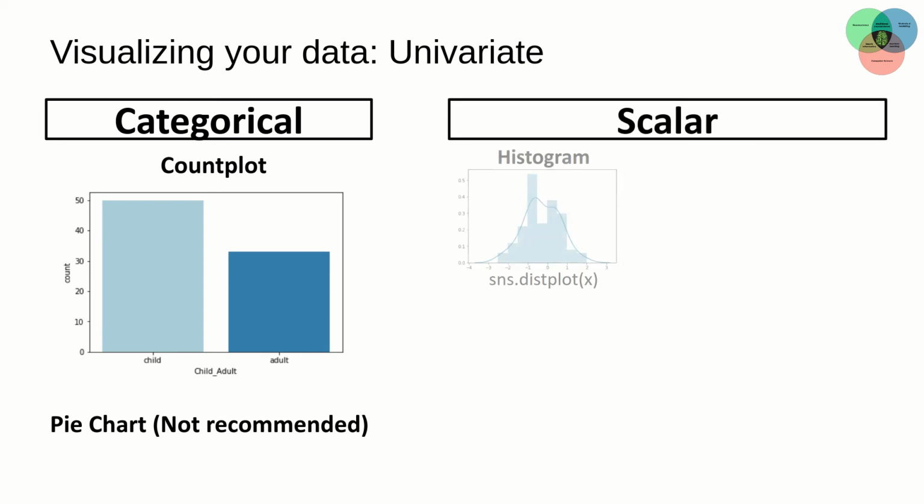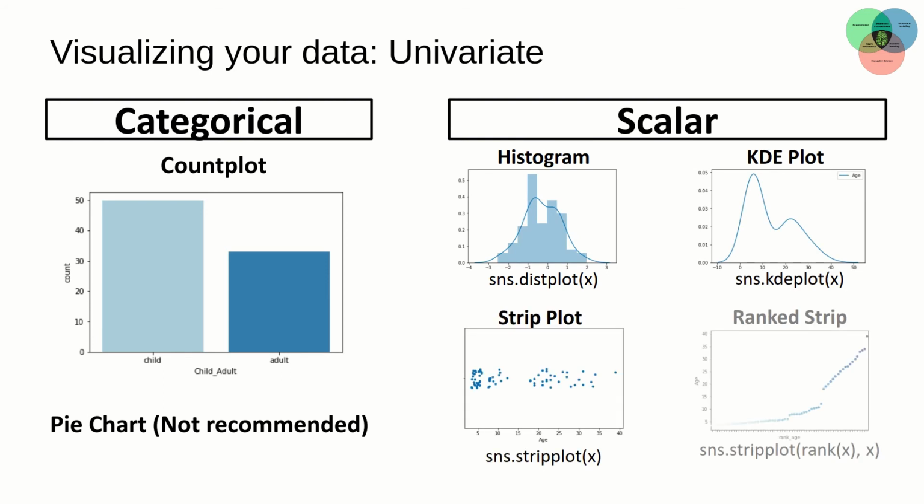If your data is scalar, then there are a few different ways you can do this. For example, these four plots here, such as a histogram, a KDE plot, a strip plot, or a ranked strip. And then here we can see all of the Seaborn commands, so the Seaborn API, for how you would plot them. Assuming that you have your univariate data in a list, say the list X, then it would be as simple as calling seaborn.distplot and then calling that function on your list. And here we have that for each of these four plots.